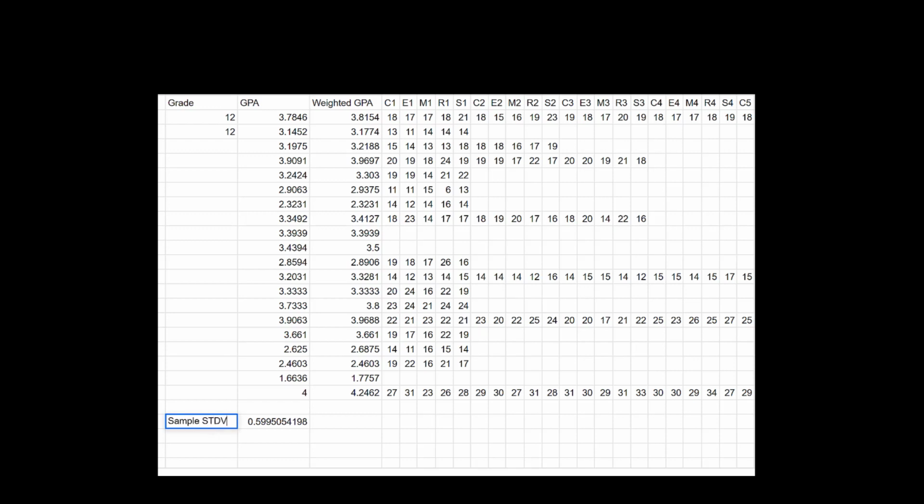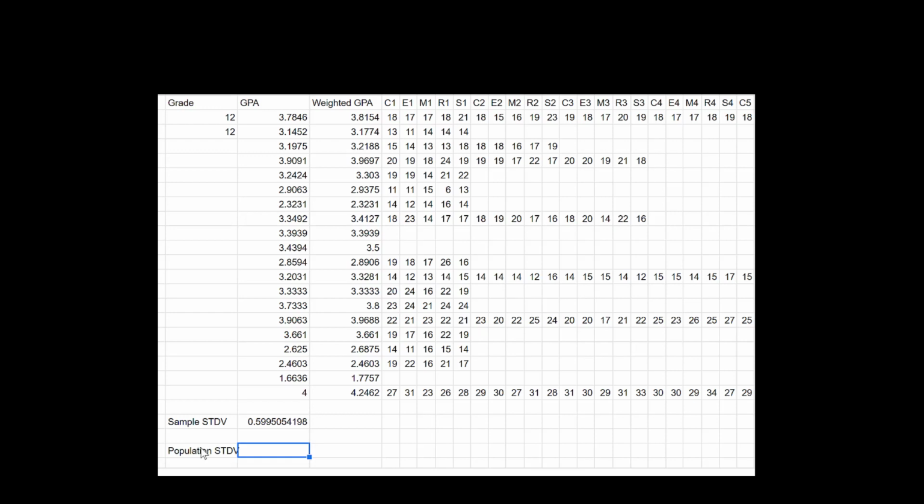And if I want to do the population, so remember the sample standard deviation, what we talked about today, the difference between that and the population is that n minus 1 in the denominator underneath the radical. So here we have the population.